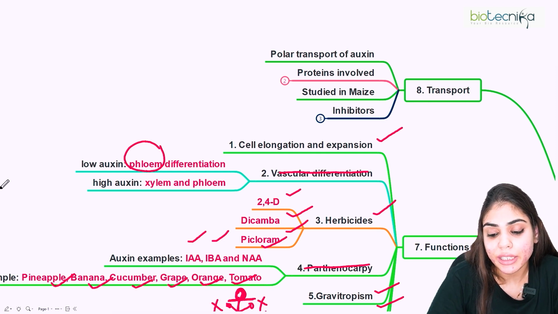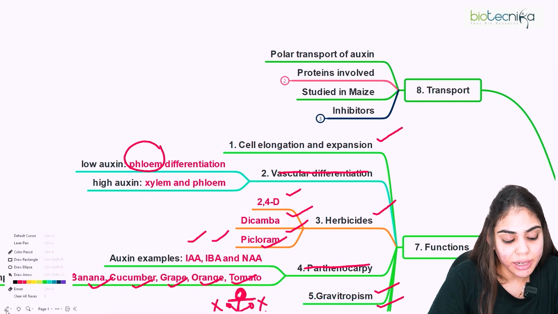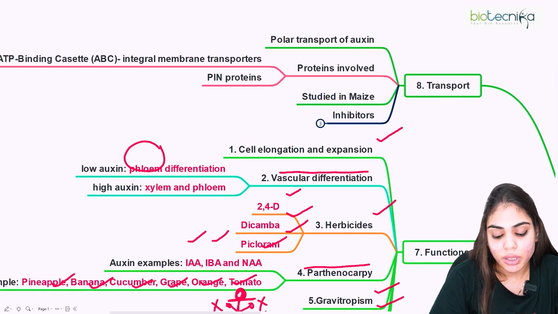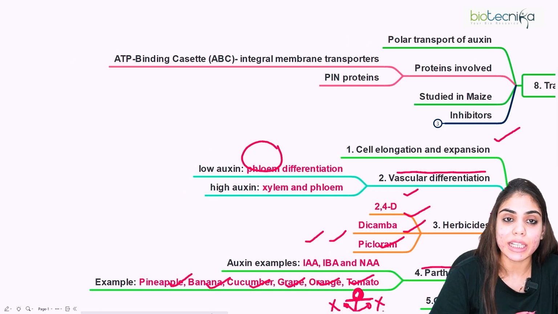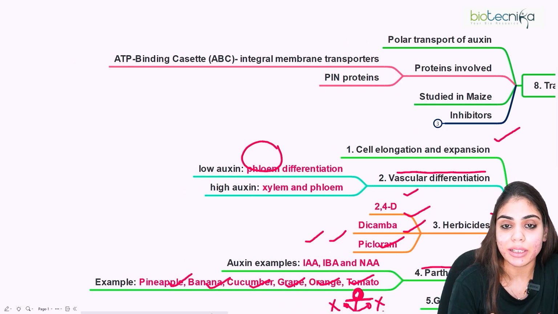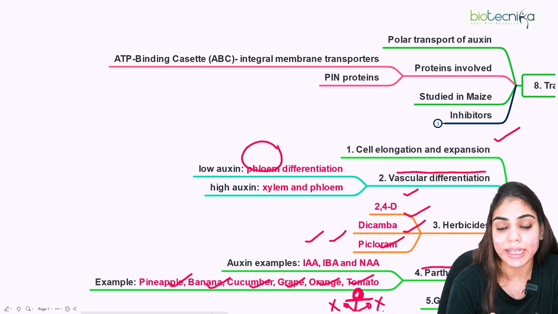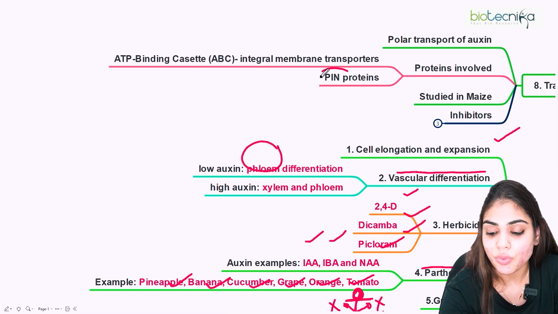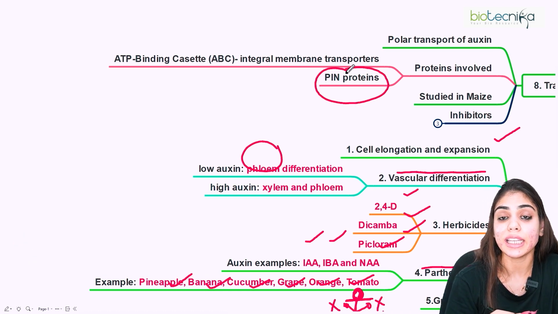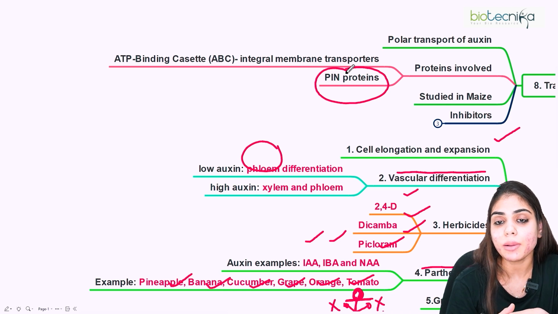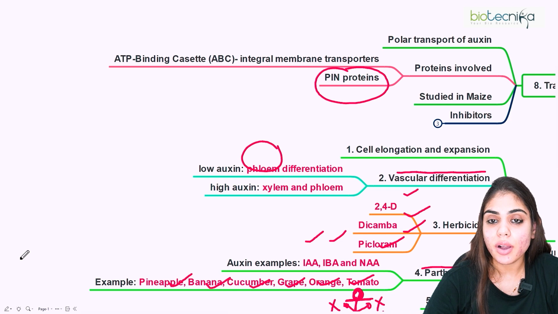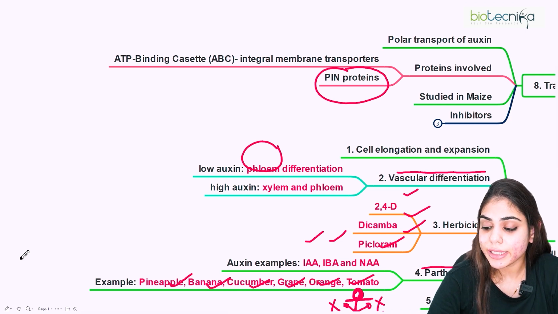So what are the proteins involved in this transport? There are two types of protein involved in the polar transport of auxin. The first is the ABC protein, which is an integral protein. It stands for ATP binding cassette protein, and the other is the PIN protein. So from here you can expect a question. The PIN protein is very important, which is responsible for the efflux of auxin. So it helps in the polar transport of auxin. This polar transport of auxin was for the first time studied in maize.